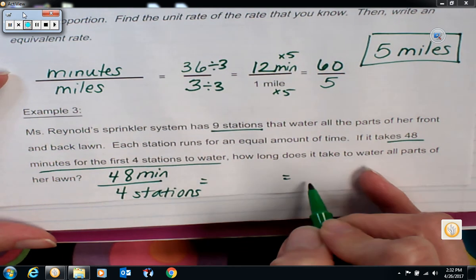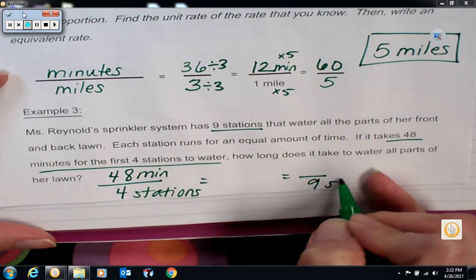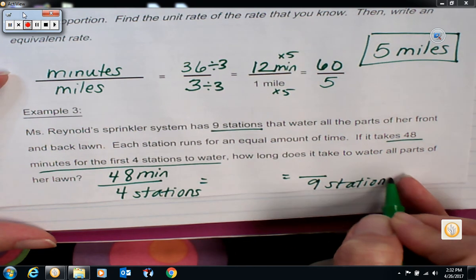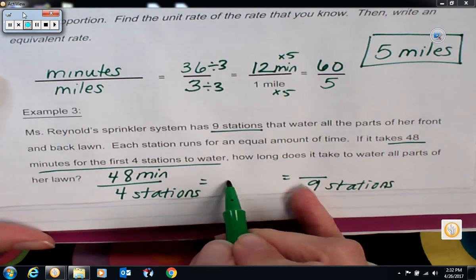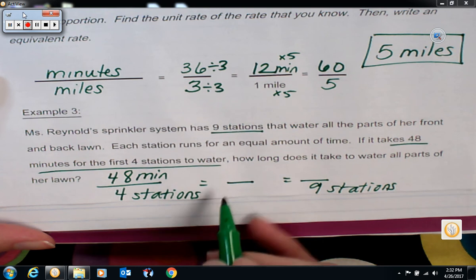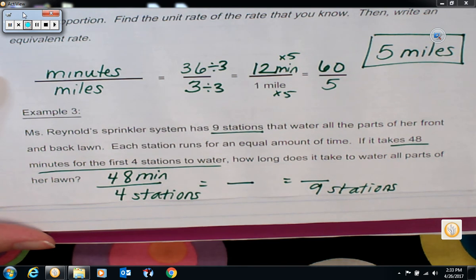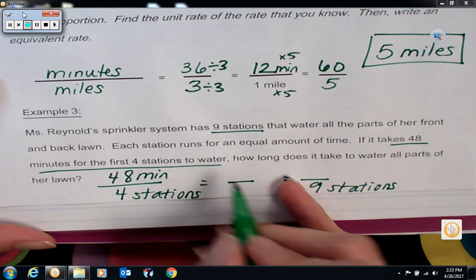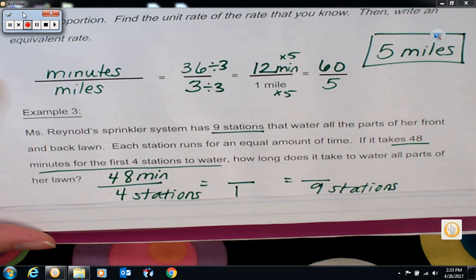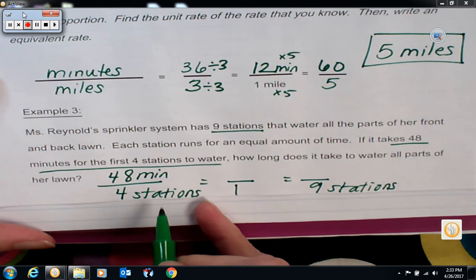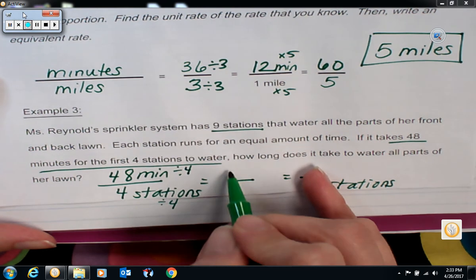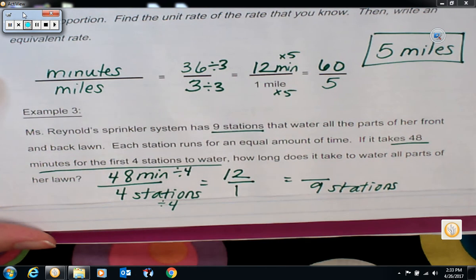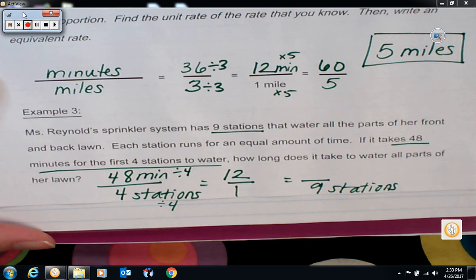But I want to find that equivalent to 9 stations. And since 9 is not a multiple of 4, it would help if I find that unit rate in between. So the unit rate would be how many minutes it takes for 1 station. Since 4 divided by 4 is 1, 48 divided by 4 is 12 minutes. So my unit rate is 12 to 1. That it takes 12 minutes to water 1 station.